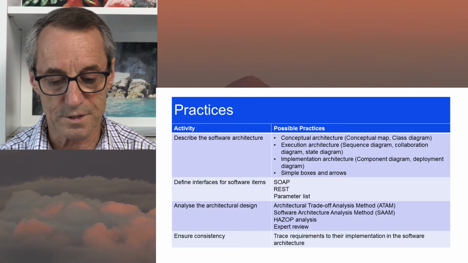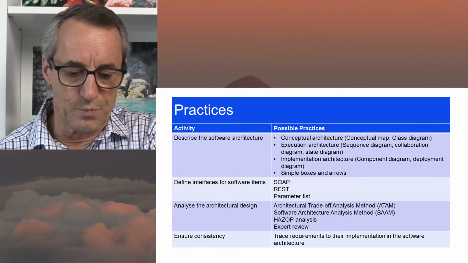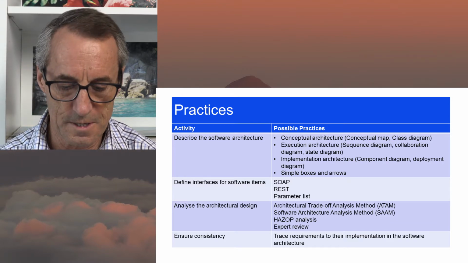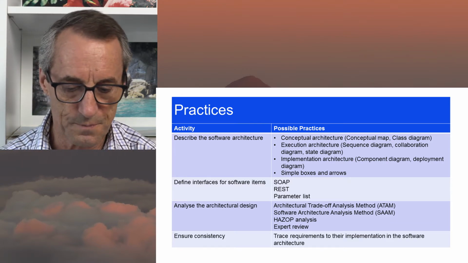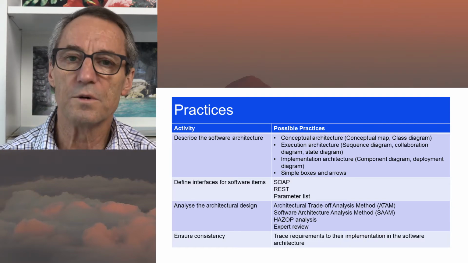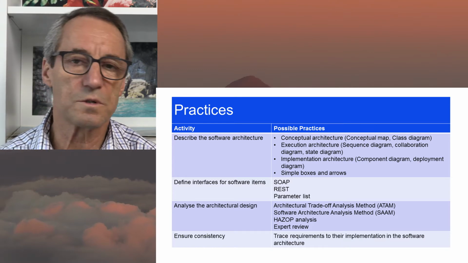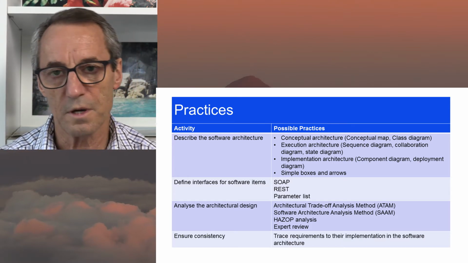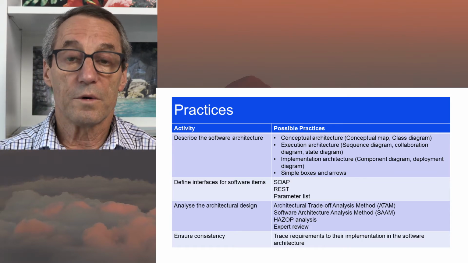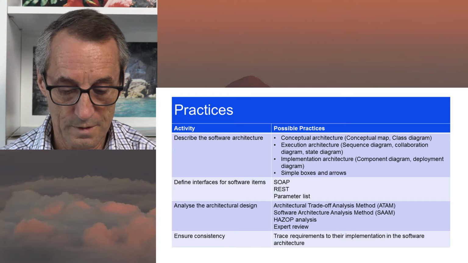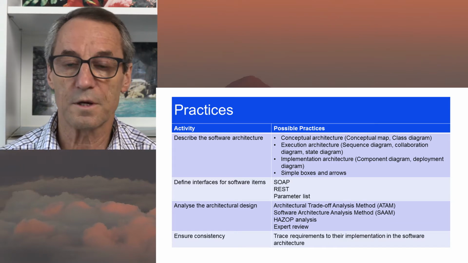You may do something more or something less, but it'll be something of this nature. Now, the practices. Let's have a look at the practices for describing the software architecture. There are some possible practices. You can have a conceptual architecture. That's one way of describing the architecture. You could have an execution architecture, which you could portray with sequence diagrams or collaboration diagrams or state diagrams. Or indeed, what is very popular is basically a boxes and arrows diagram. You could have an implementation architecture.